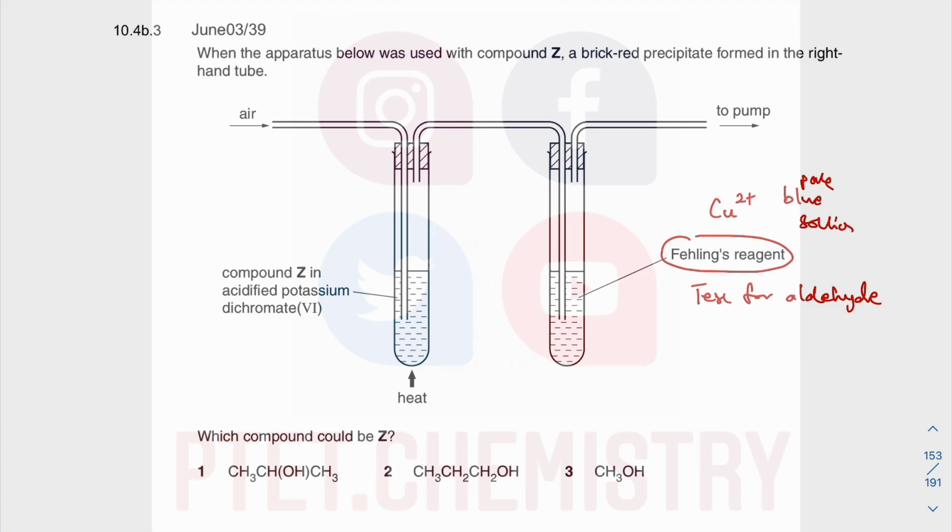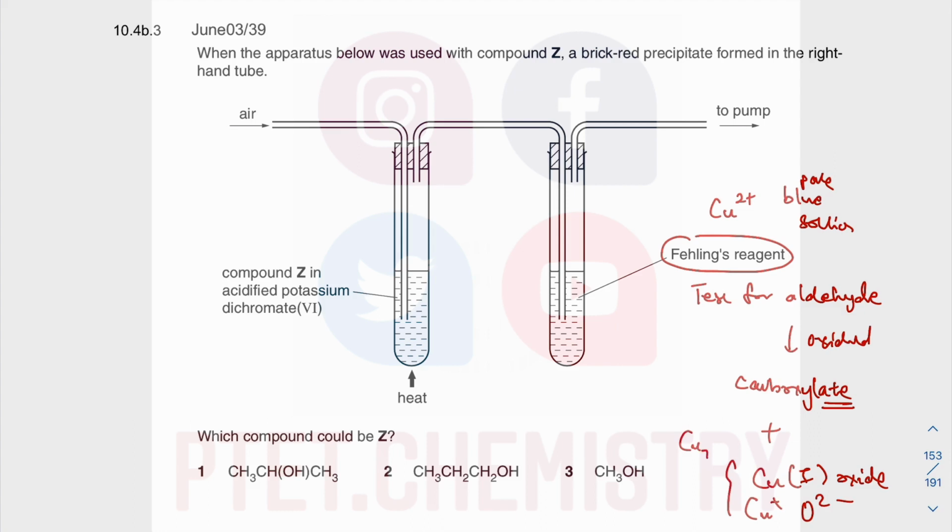When you test for aldehyde, the aldehyde will get oxidized to a carboxylate. It's not a carboxylic acid, it's a carboxylate, because you're actually under alkaline environment. Okay, and then you will get copper 1 oxide. So now you have copper plus and O2 minus. There will be copper 1 oxide. That is your brick red ppt.